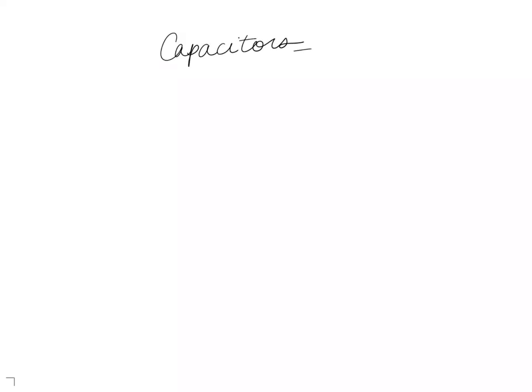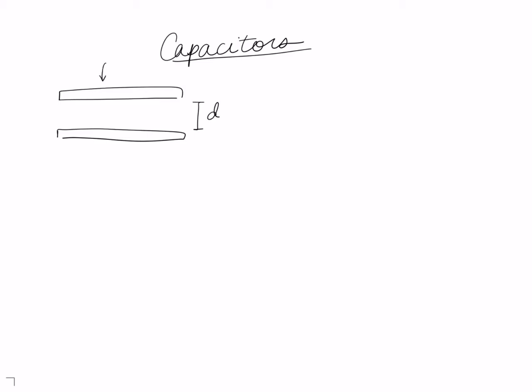So today we'll be talking about capacitors. Now, what is a capacitor? Well, we usually have two metal plates that are some distance d away from each other, and they each have a surface area, which we'll call A. And in between, we have either air or some other kind of material.